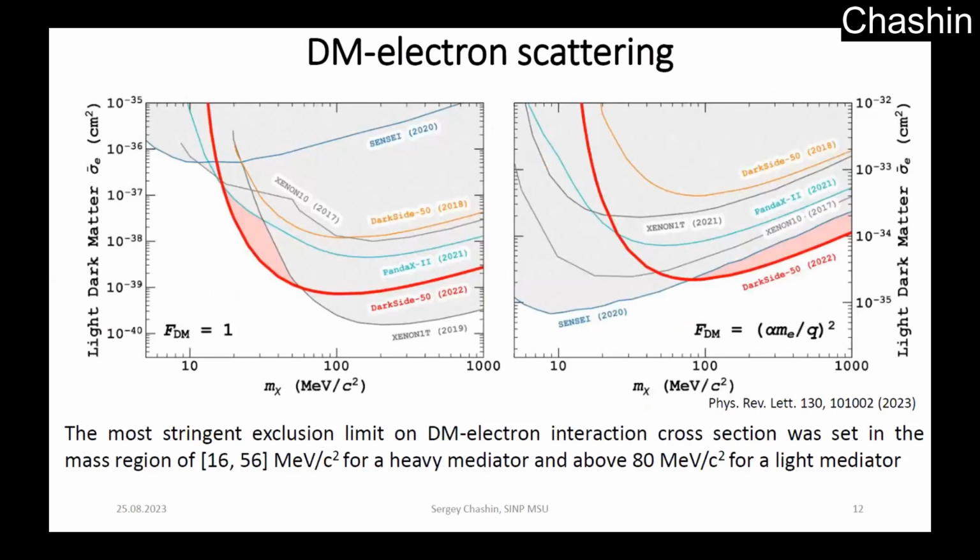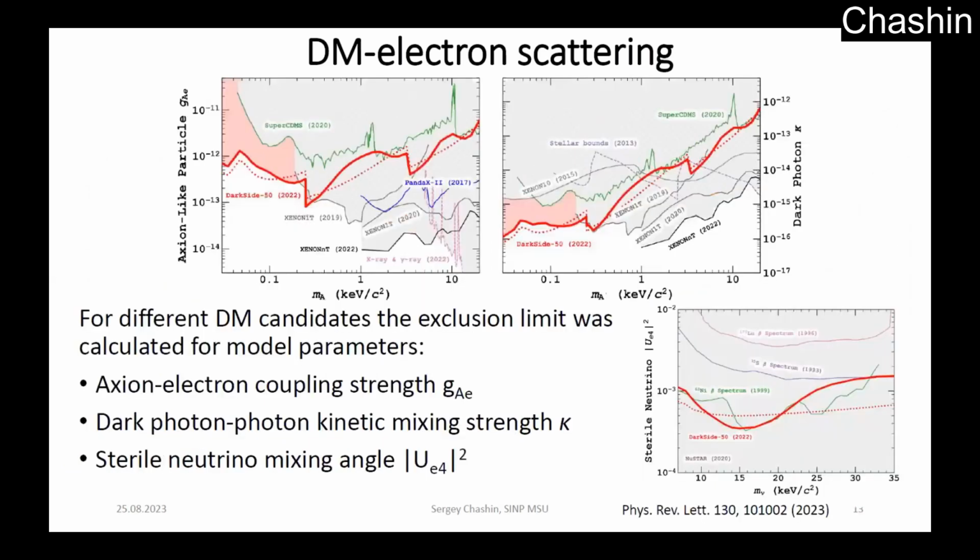The results for LDM are shown here, and on the left there is the approximation of heavy mediator, and on the right the approximation of light mediator. In both of these approximations, there are the most stringent exclusion limits, obtained for the heavy mediator between 16 and 56 mega-electron volts, and above 80 mega-electron volts for light mediator. For different more exotic dark matter candidates, the exclusion limit was calculated for model parameters: axion-electron coupling strength, dark photon kinetic mixing strength, and sterile neutrino mixing angle.